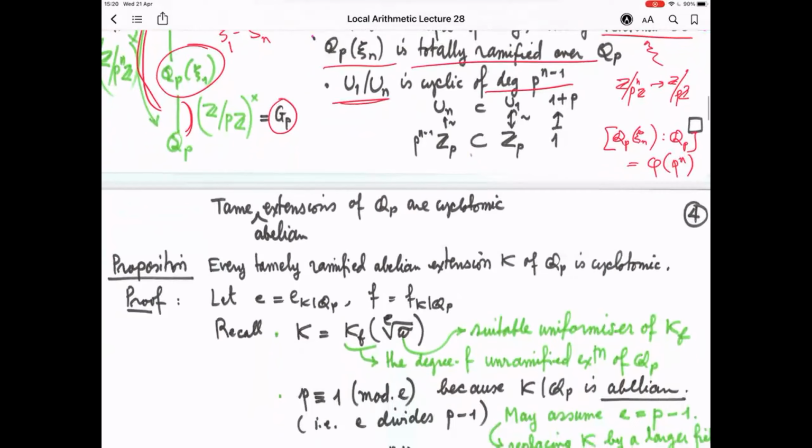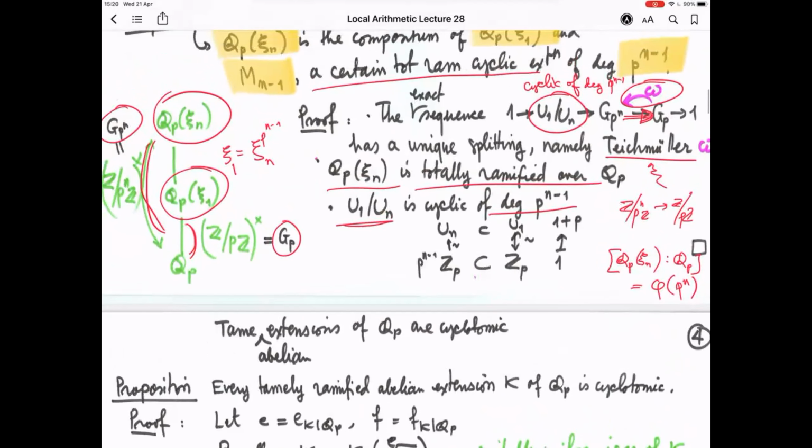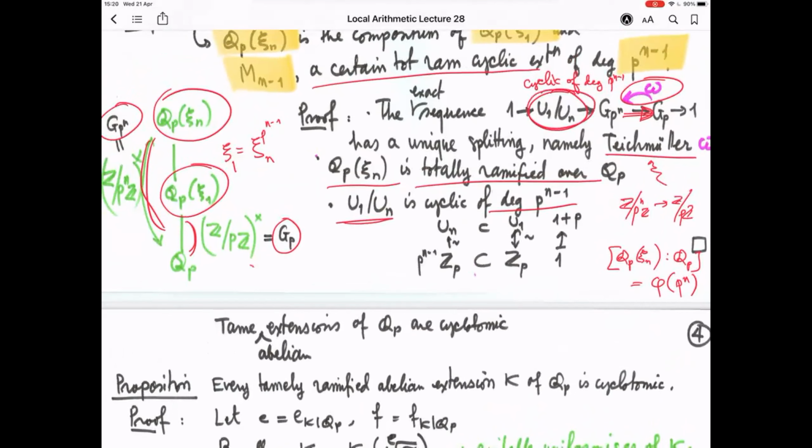And that's it. So you take a section, then you get a copy of this group Gp inside G p to the n, and you take the invariants under that group. That's going to be a totally ramified cyclic extension of degree p to the n minus 1. Because G p to the n modulo omega Gp can now be identified with U1 modulo Un.